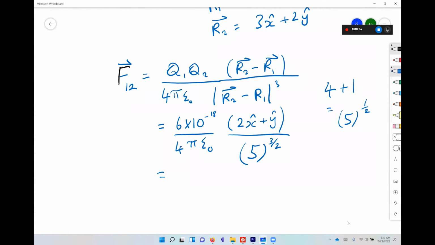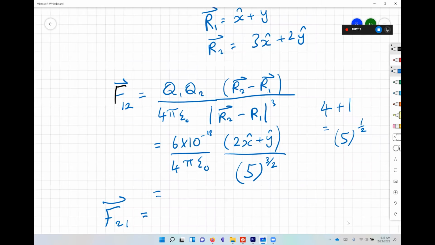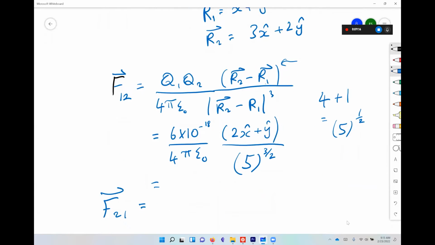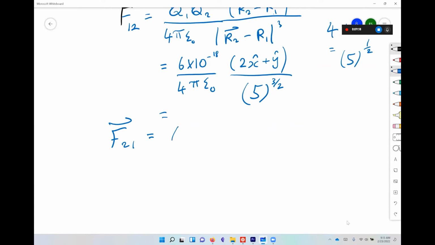And then we can calculate whatever that is. 2 acting on 1 is going to be exactly the same, but with R1 and R2 inverted. So everything is going to be the same, but R1 and R2 is going to be inverted. So I'm going to have here R1 minus R2. It's all going to be the same: 6 times 10 to the power minus 18 over 4 pi epsilon naught times 5.